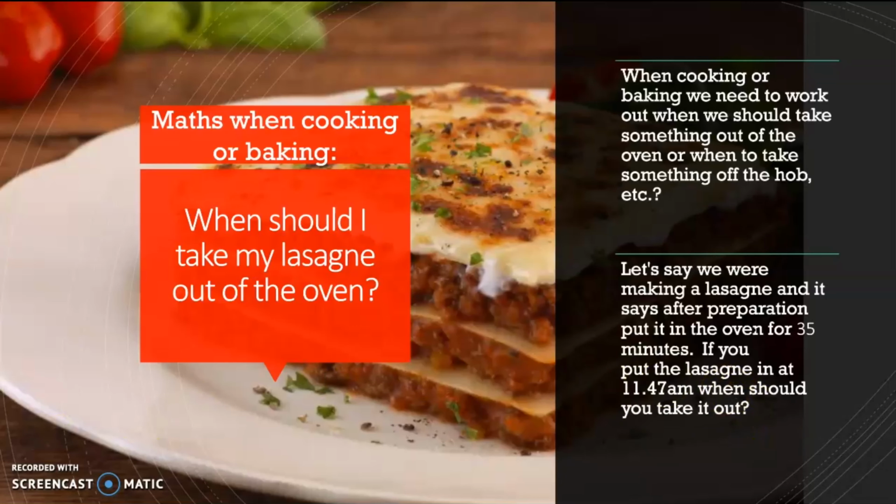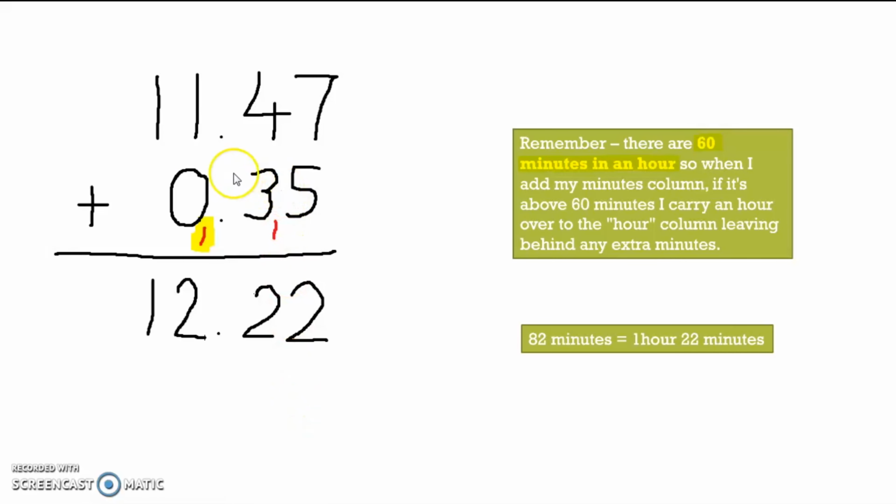So let's work it out. So I put down my important information here. 11:47 is the time that it is. 35 minutes is the amount of time that I need to leave the lasagna in for, and I want to add those two amounts together to see when I should take my lasagna out of the oven. And again, remember there are 60 minutes in an hour, so when I add my minutes column here, if it goes above 60, I need to carry the hour forward.